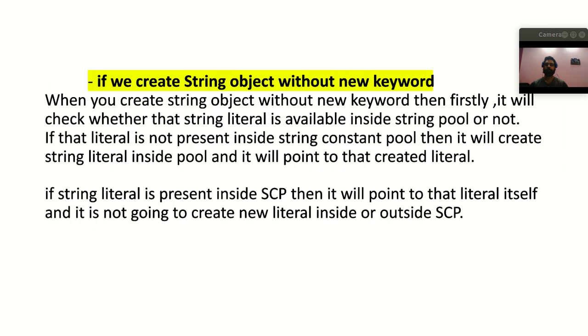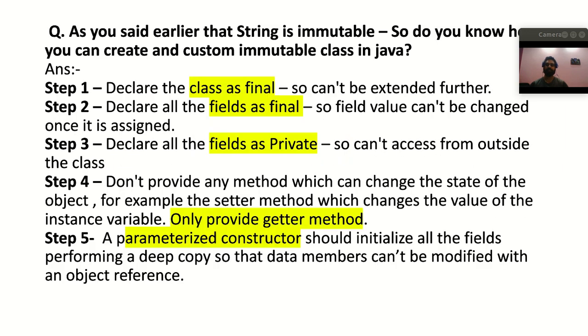That's right. Now the next question was this: as you said earlier, a string is immutable, right? In the string definition I have already said that string is immutable. So he asked me, do you know how we can create our own custom immutable class in Java? Yes, it is possible. As string is immutable, we can create a similar custom class by ourselves in Java for any situation, right? So let's discuss how we can create a custom immutable class in Java.